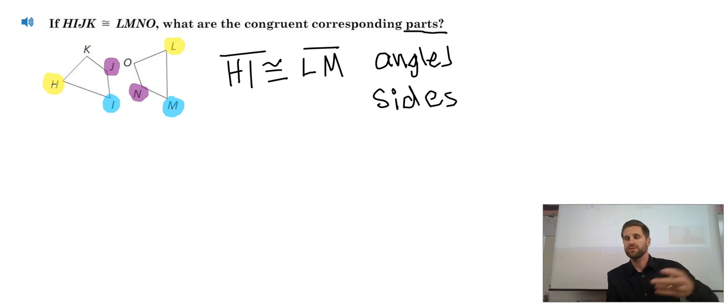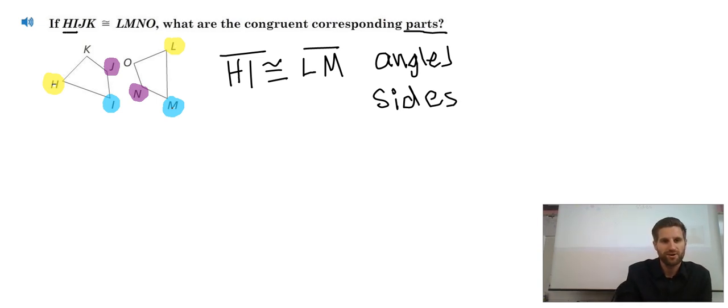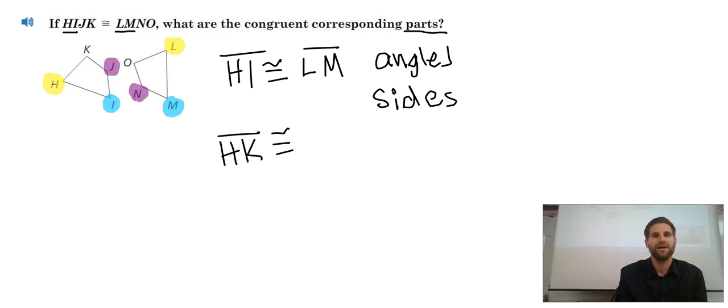Not only can we look at those color matching, but we can look up here too. Do you see how HI was right there and LM was right there? Those two segments are going to be congruent. If I said HK, what congruent segment is that? Class, what segment would be congruent to HK?